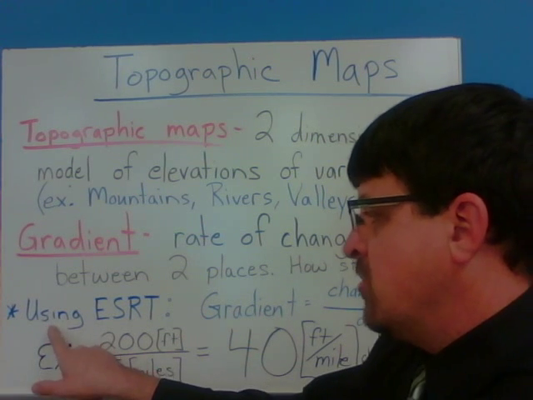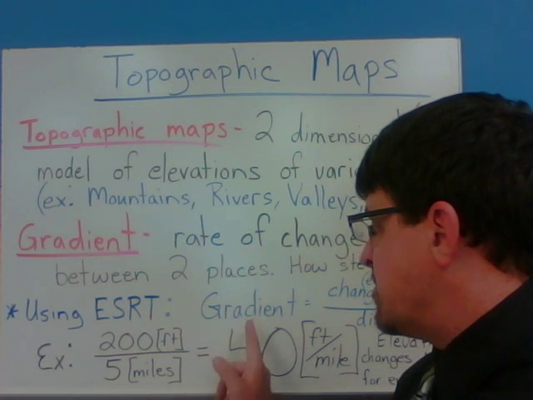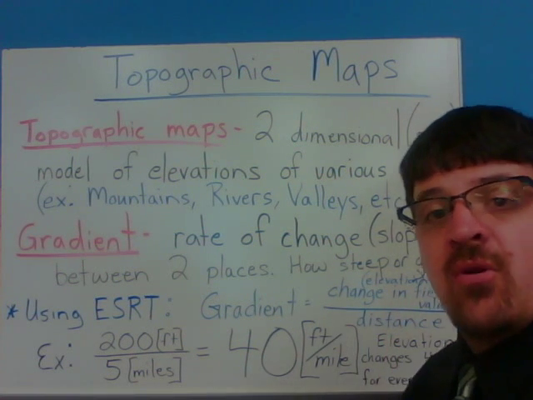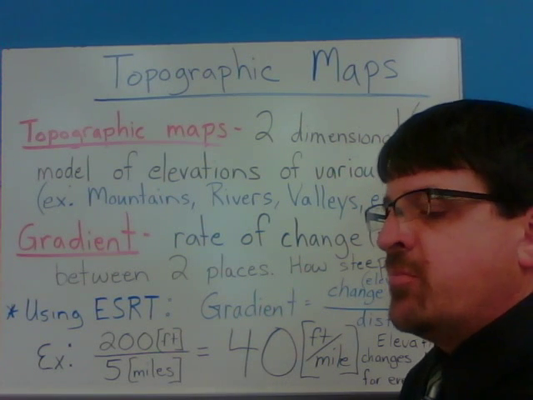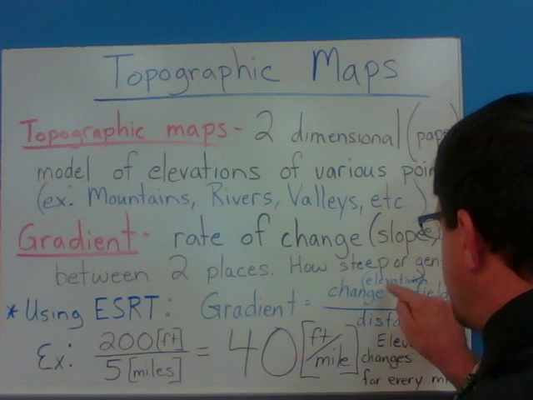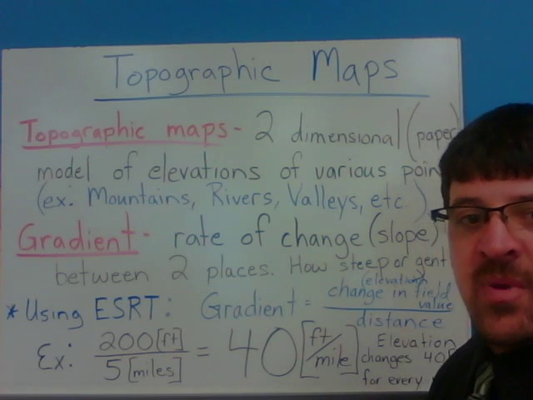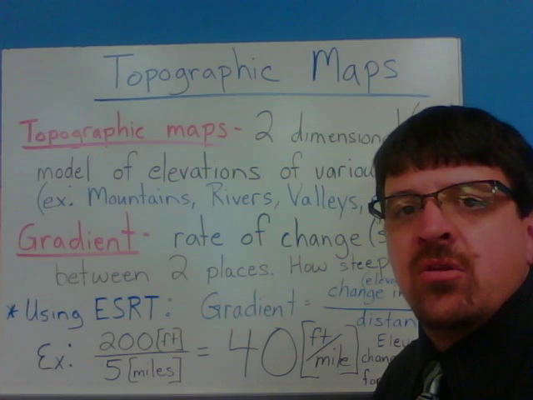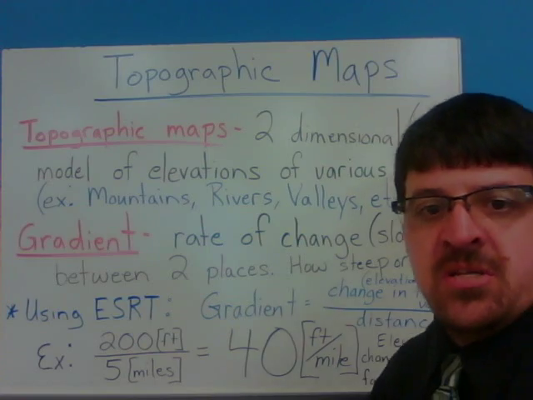Using your reference table, your ESRT, you can get this equation right off there. Gradient equals the change in field value. Change in field value doesn't really mean much, but the field on a map is the elevation, so it's going to be the change in elevation. That's why I wrote elevation really small in that space. All of that is divided by the distance that you travel between those two points. So it's the change in elevation divided by the distance between two points.